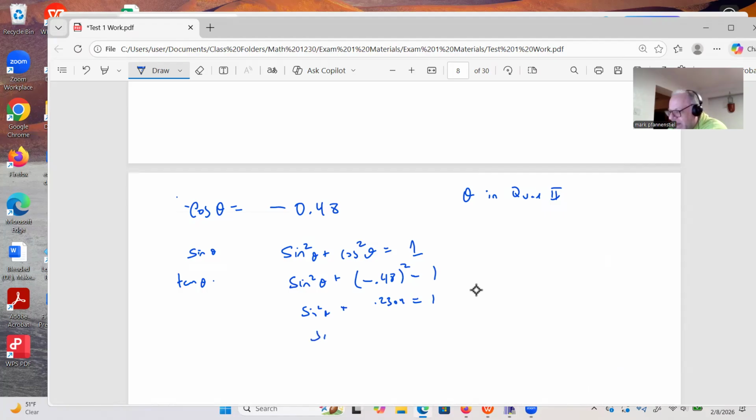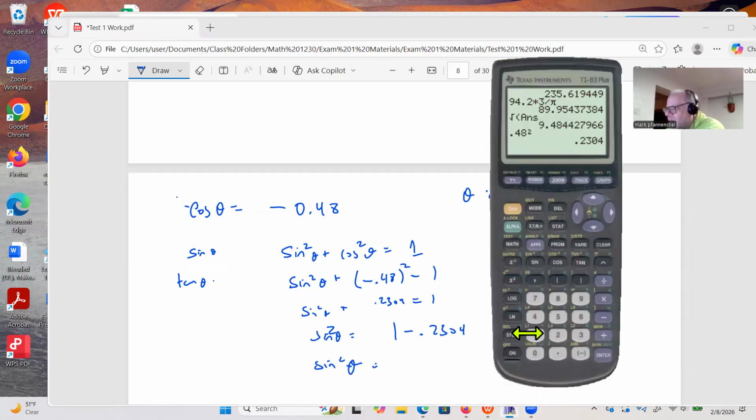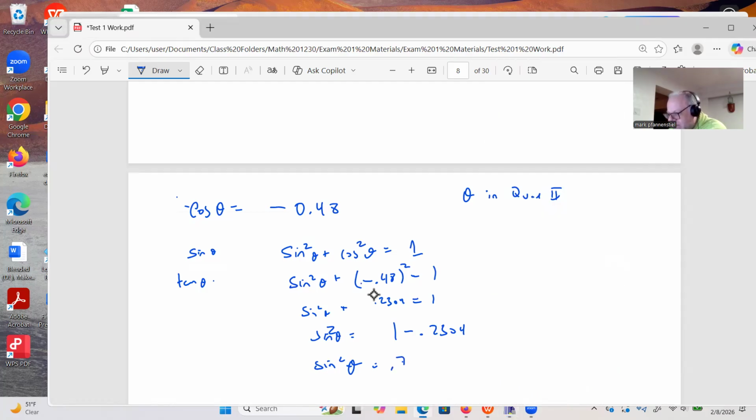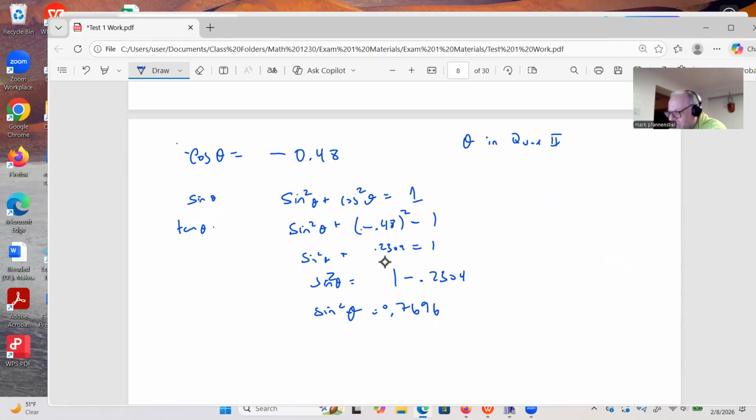So 0.2304 plus sine squared equals 1. So sine squared theta is equal to 1 minus 0.2304. We'll go ahead and type that in: 1 minus my answer here, 0.2304, so we end up with 0.7696. And then the last thing we have to do is take a square root. So sine of theta is equal to plus or minus the square root of 0.7696.